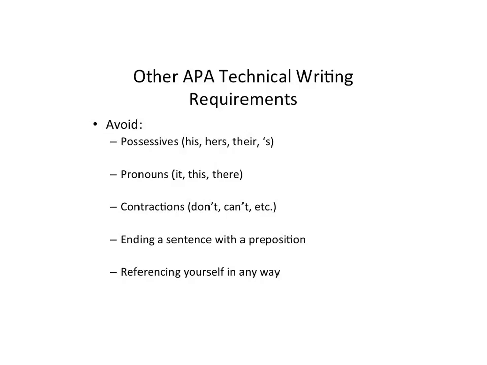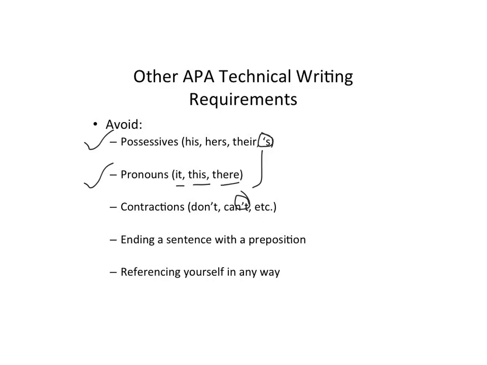Also, you need to get rid of pronouns. So you want to use the find function for it, this, and there, and make sure that they're all out of your paper. Again, each one of those is worth 1/4 of a point, so I make sure that you knock them out. You aren't allowed to use a contraction, any form of contraction, so what I encourage people to do is to use the find function for apostrophes. That'll help you both with looking for possessives and contractions and editing your paper.